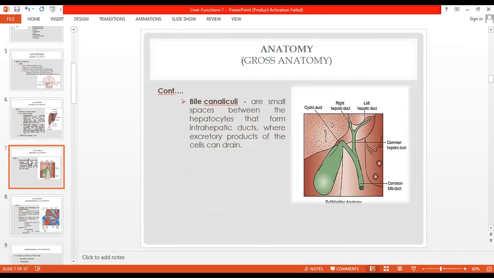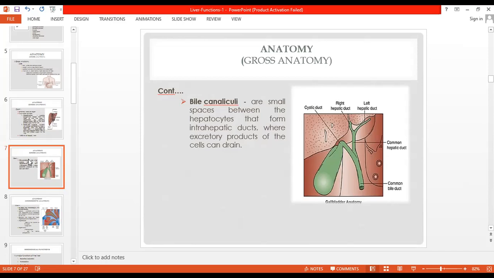The excretory system of the liver begins at the bile canaliculi. The bile canaliculi are small spaces between the hepatocytes that form intrahepatic ducts, where excretory products of the cells can drain. The intrahepatic ducts join to form the right and left hepatic ducts, which drain the secretions from the liver. The right and left hepatic ducts merge to form the common hepatic duct, which is eventually joined with the cystic duct of the gallbladder to form the common bile duct.